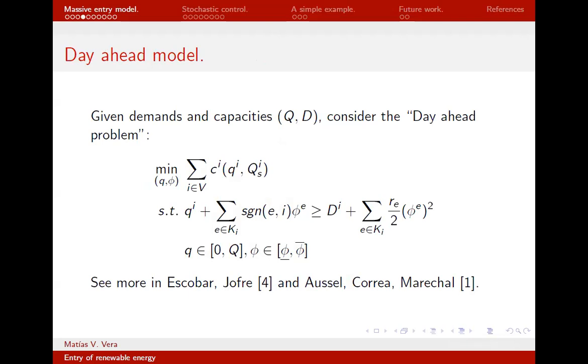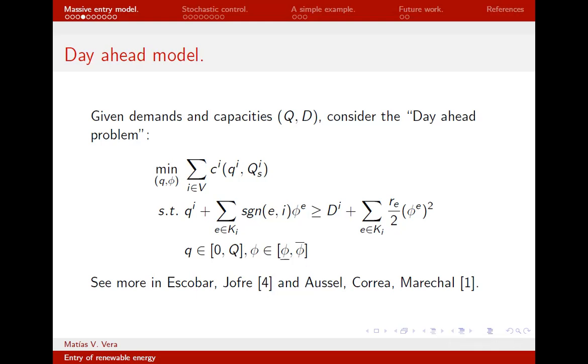So I'm going to talk about something called the day-ahead model. The day-ahead model is something that happens in real life. Here there is an entity called Coordinador Eléctrico Nacional that has to solve this problem. Given a demand and a capacity, the coordinator has to minimize cost subject to a demand constraint. What does this mean? Well, the production of energy plus the energy I get from other nodes must be greater than the demand plus the losses of energy from the flow, okay?